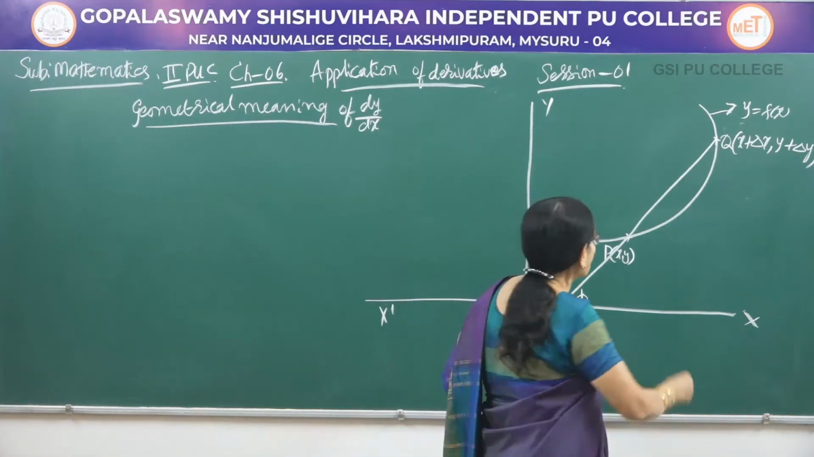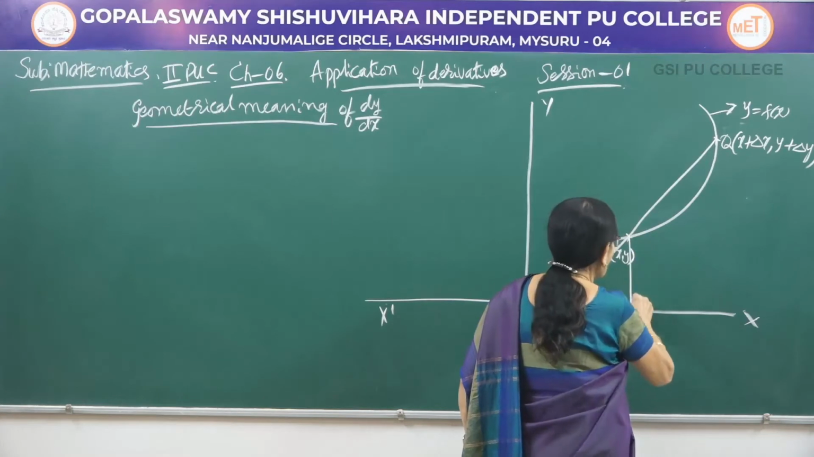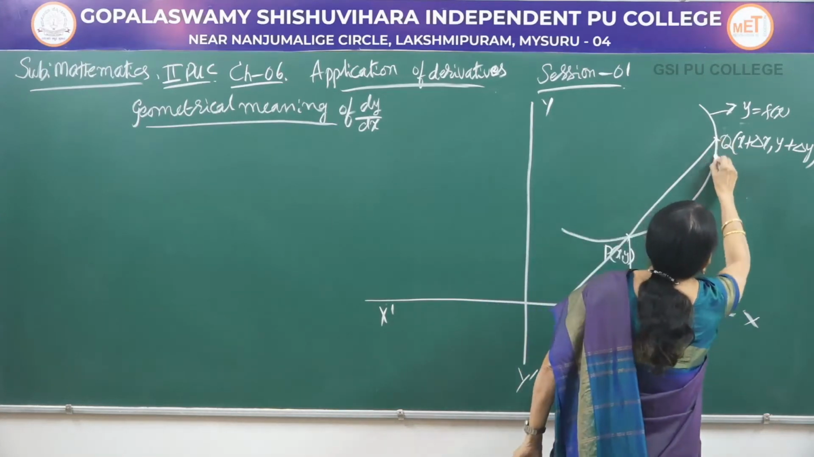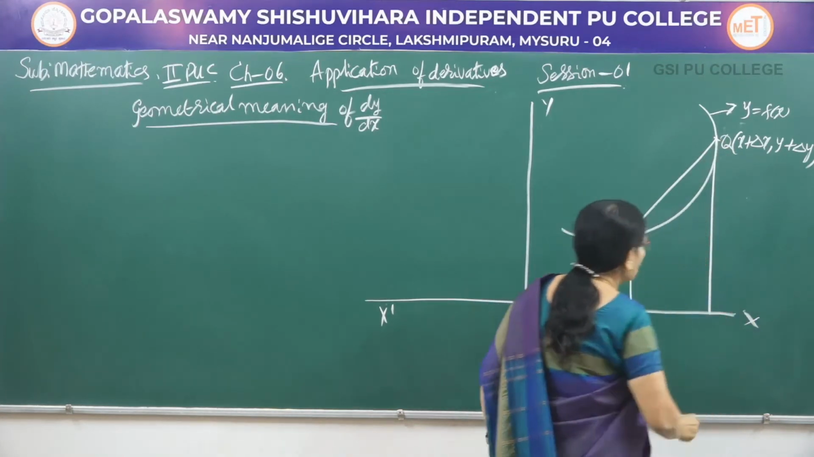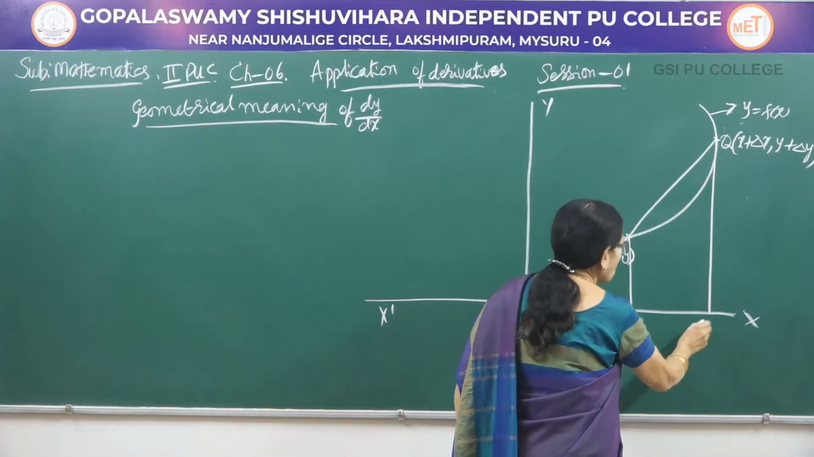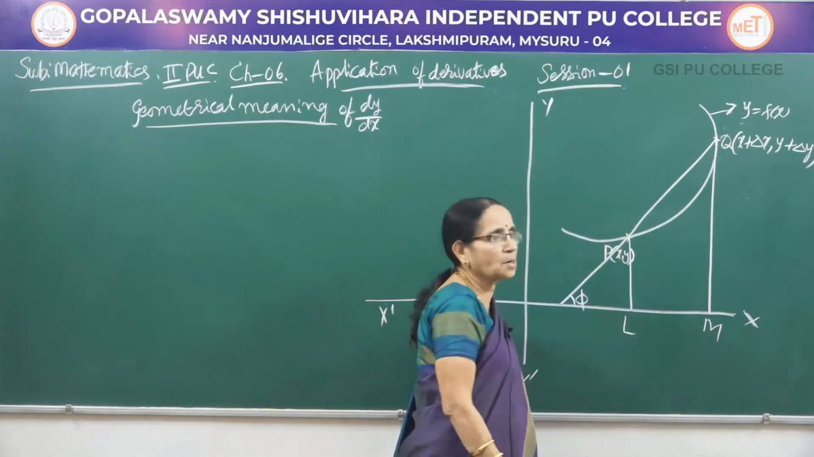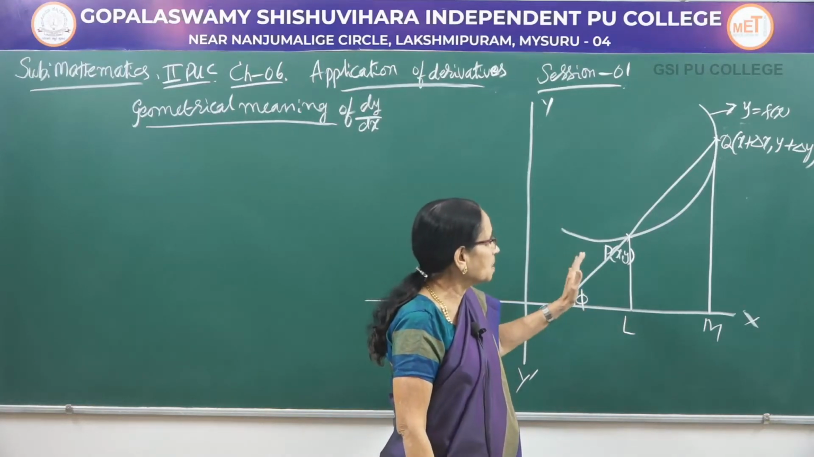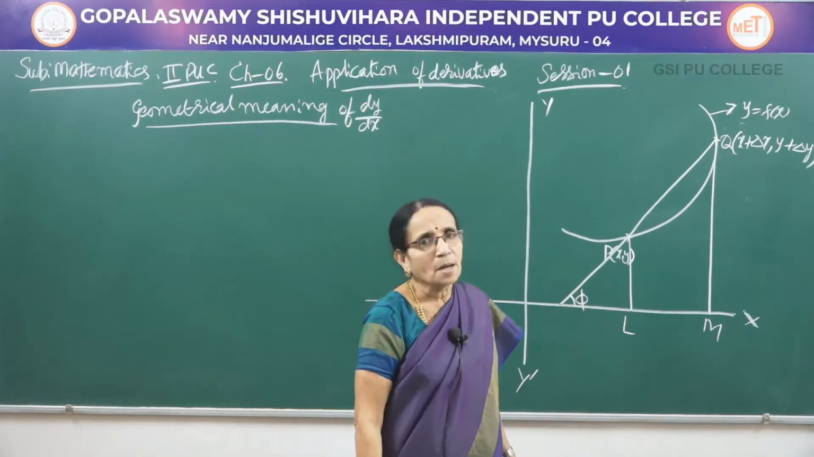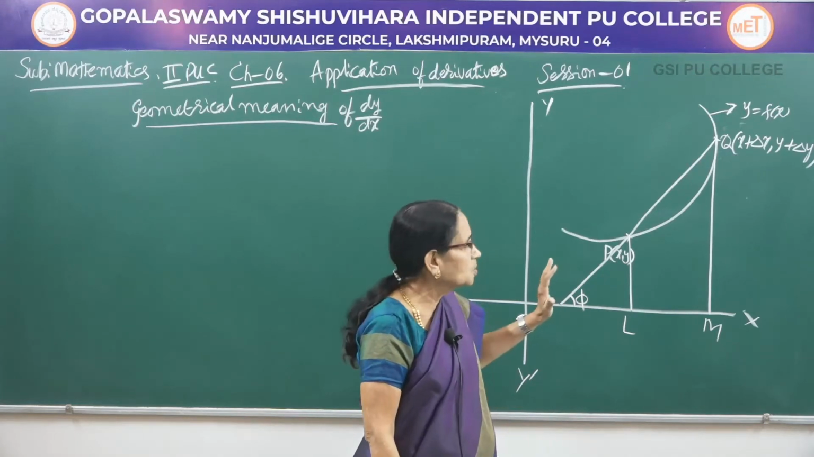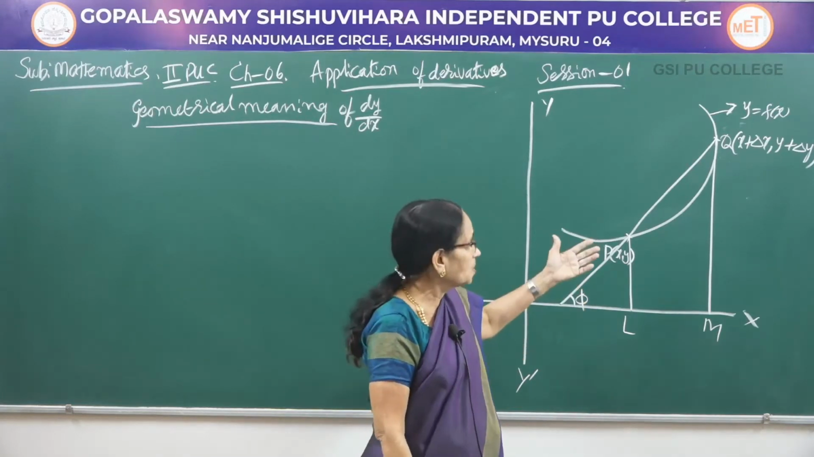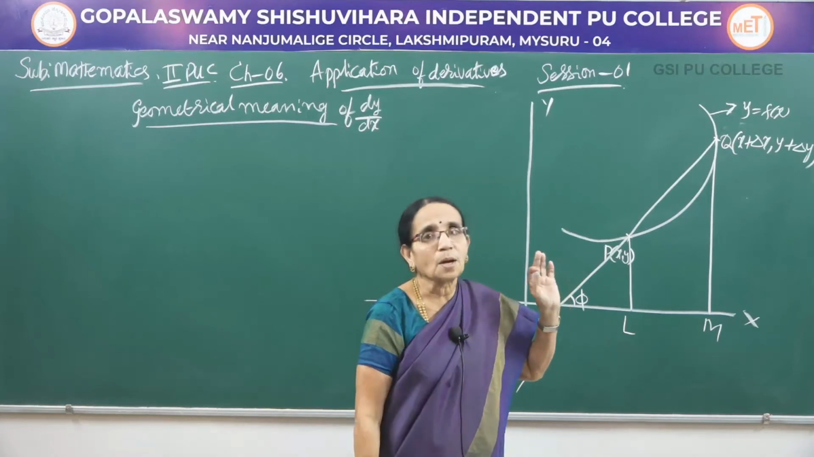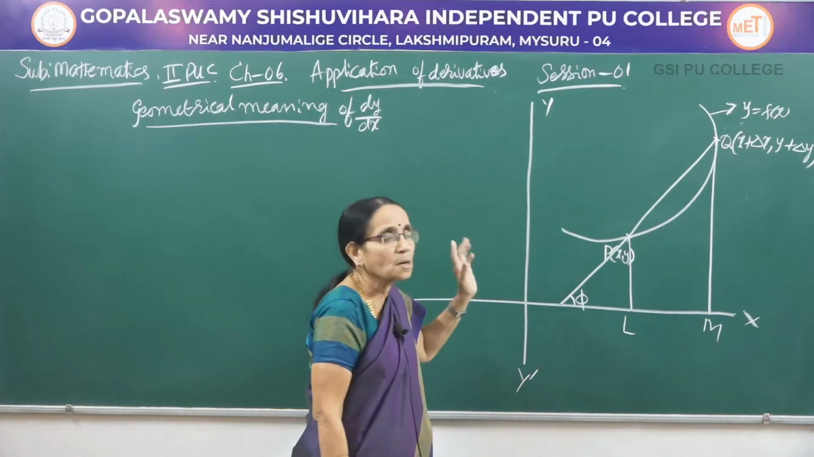Now, the construction part: from P and Q, draw the perpendiculars to the x-axis. Let me take them as PL and QM. So, draw PL and QM perpendicular from P and Q to the x-axis. Whenever we do any derivation, whenever we draw a figure, we always have to explain. First, what should you write?